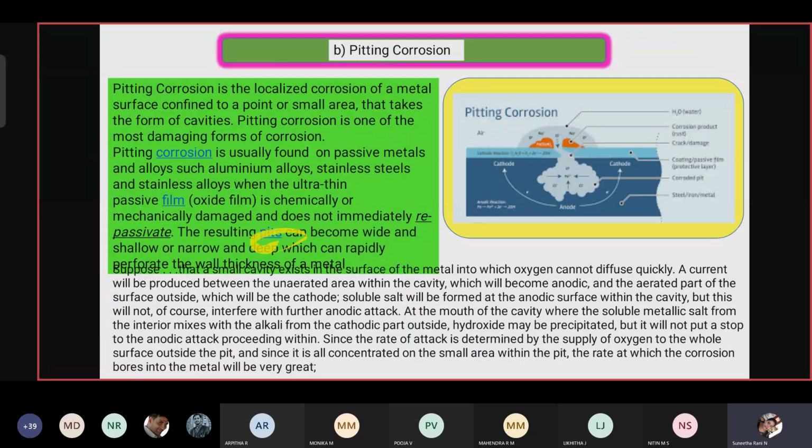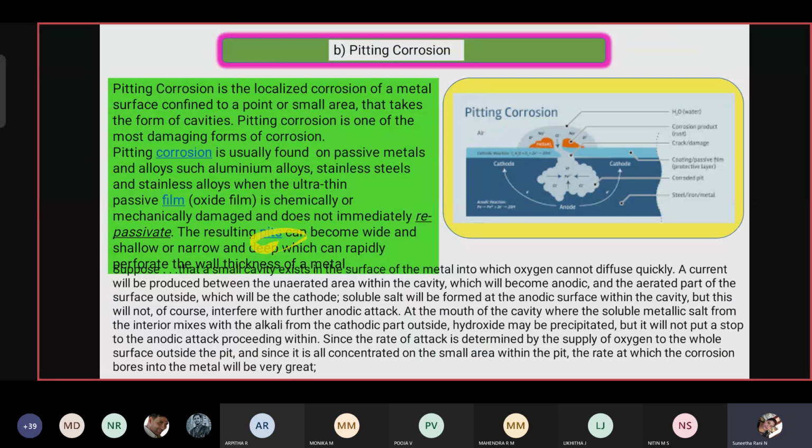In the exam, they may ask directly to explain differential aeration corrosion, or else they will give a type example. For example, a half-filled water tank, or submarine ships, or ship hulls. You need to identify the type of corrosion. In case of a half-filled water tank, it is waterline corrosion. You have to explain waterline corrosion. Then it comes under differential aeration corrosion.